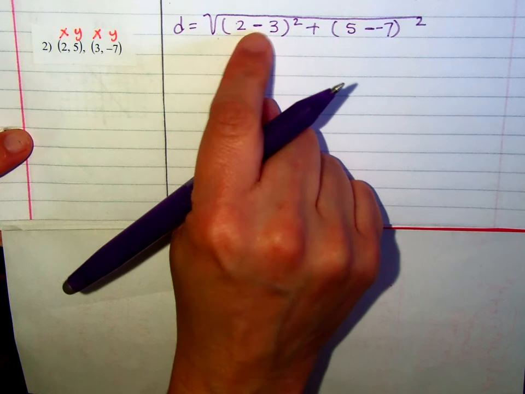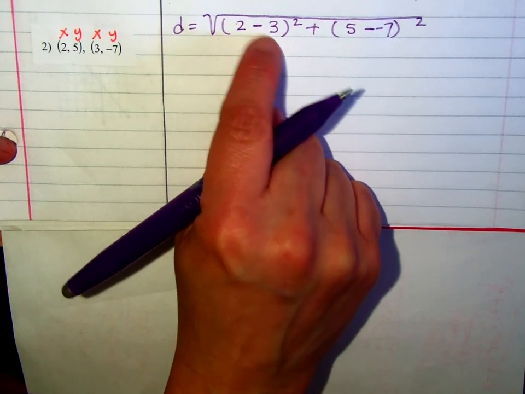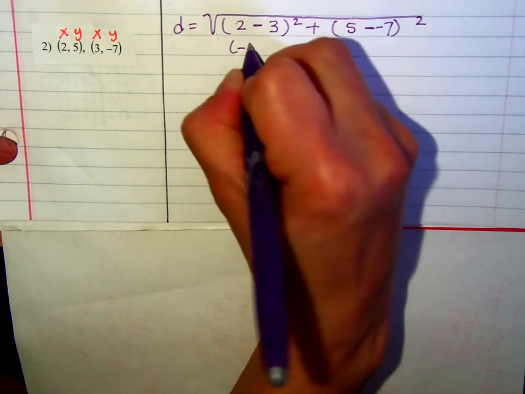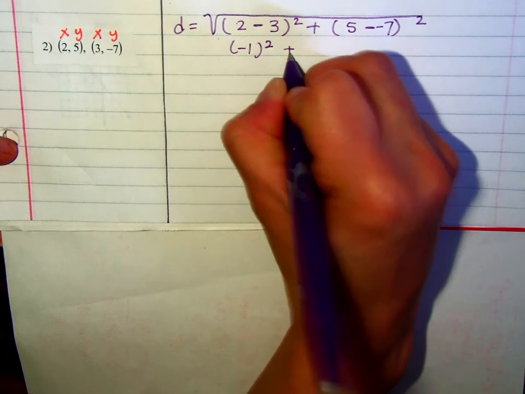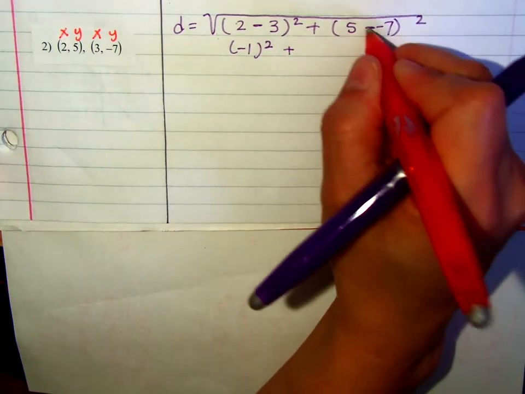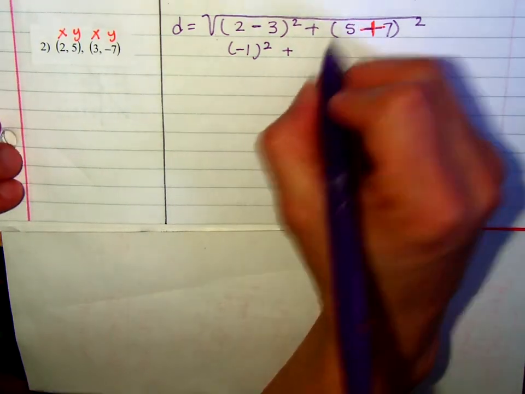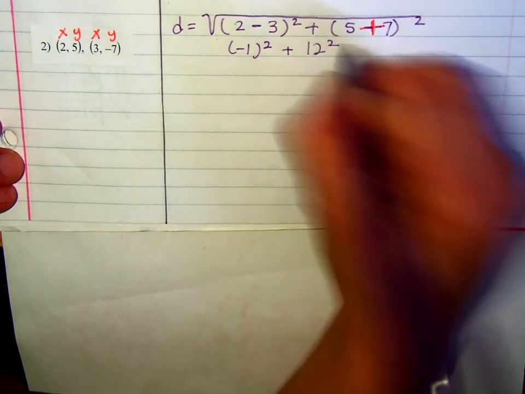Because I only have one negative here, that means I am subtracting. So 2 take away 3 is -1 to the second power. And here I do have a double negative. So that's where I can make that an addition sign. So 5 plus 7 is 12 to the second power.